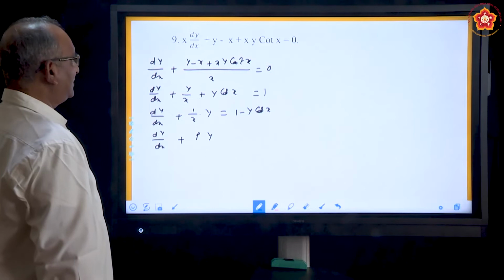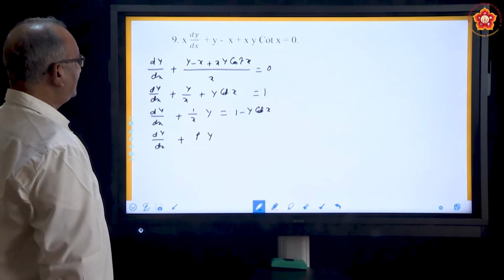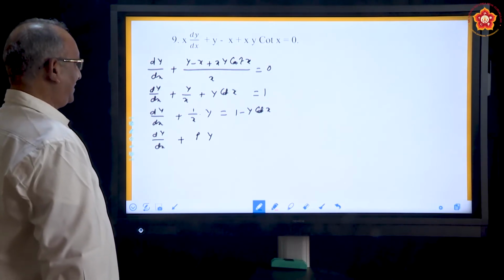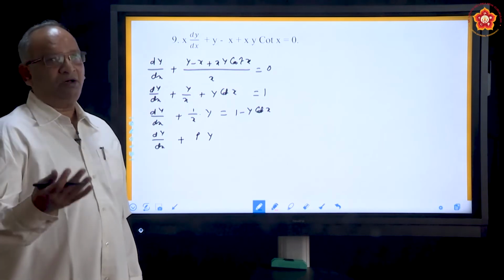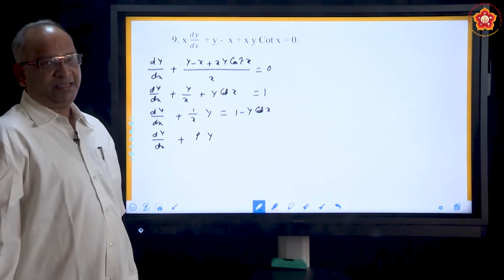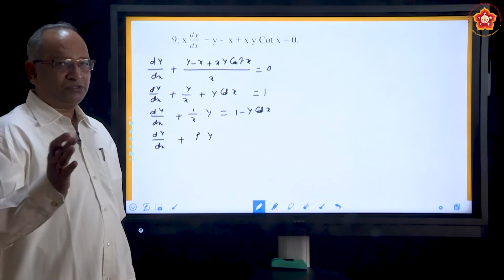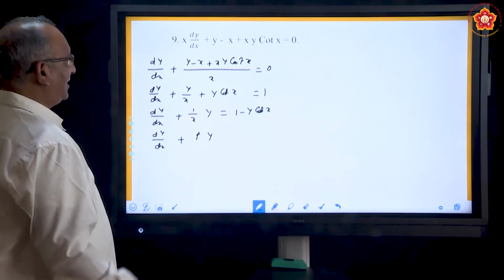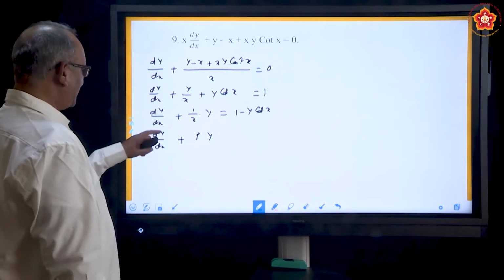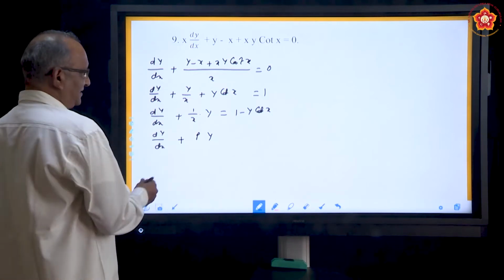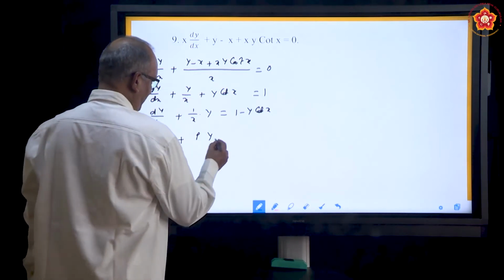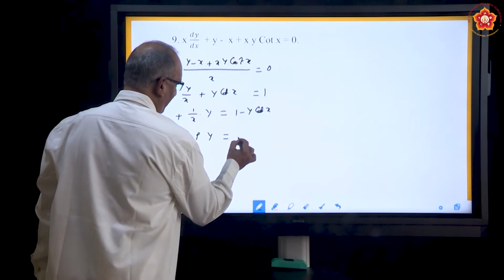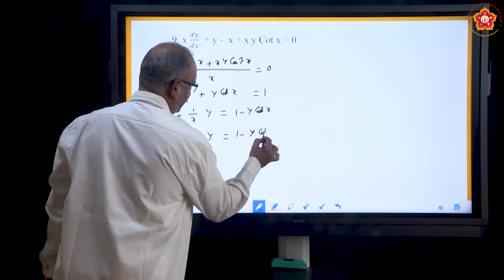If it appears to be complicated, you can also think of the second equation. Instead of dy by dx, you can also take dx by dy if it is required. Just we will try. If it becomes easy, we will just go ahead with this equal to 1 minus y cot x.